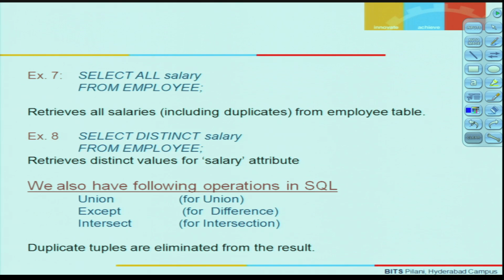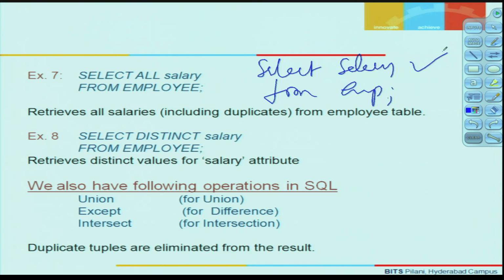Then we can specify ALL, which means it will give all the values. Select salary from employee gives you the list of salaries that may include duplicates also, and for this query, whether you use the keyword ALL or not, the result will be the same. But if you want to see only the distinct values in the result, then you will have to use the keyword DISTINCT.